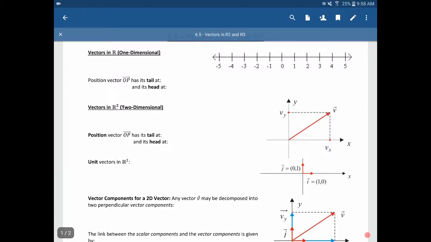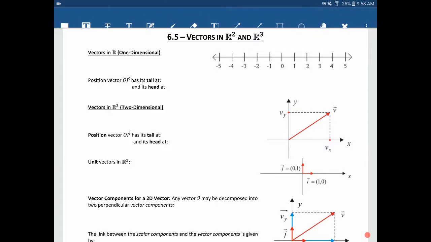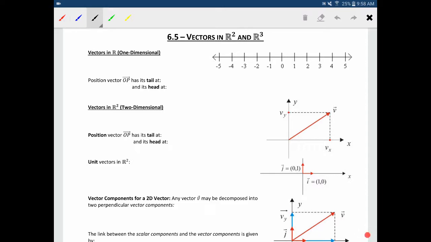Hey guys, today we are going to talk about vectors in R2 and R3. So, first thing here is we're going to talk about vectors in R, or in other words, one-dimensional vectors.